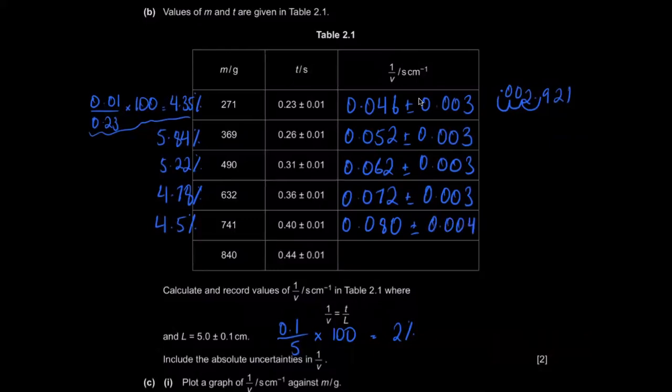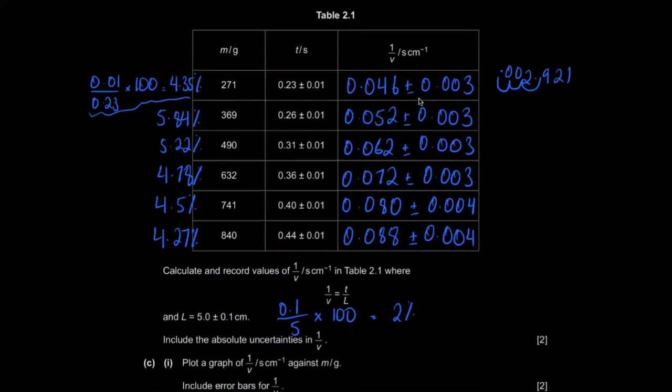And then the same thing, so 1 upon 44 times 100 plus 2, is 4.27% of 0.44 divided by 5, which is 0.088. So 4.27% of 0.088 is 0.00375. So this would also be 0.004. So that concludes the table of values. Now we go on to the graph.